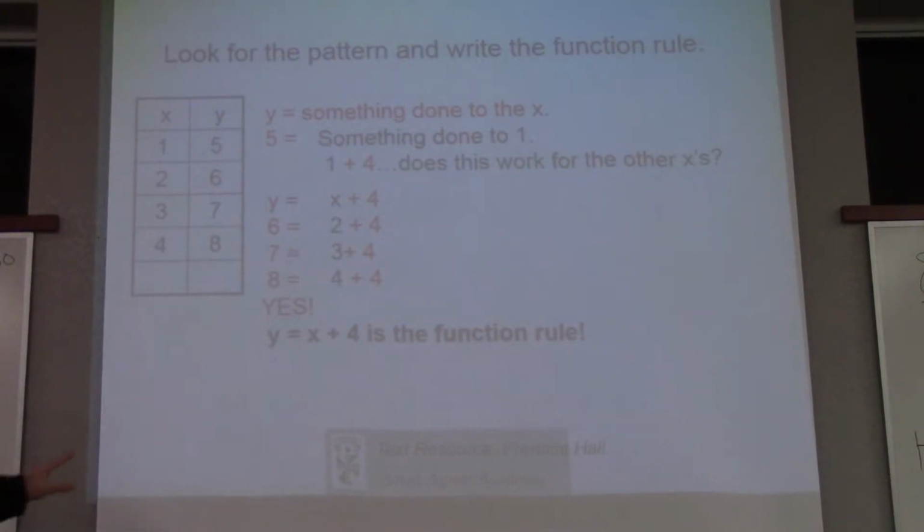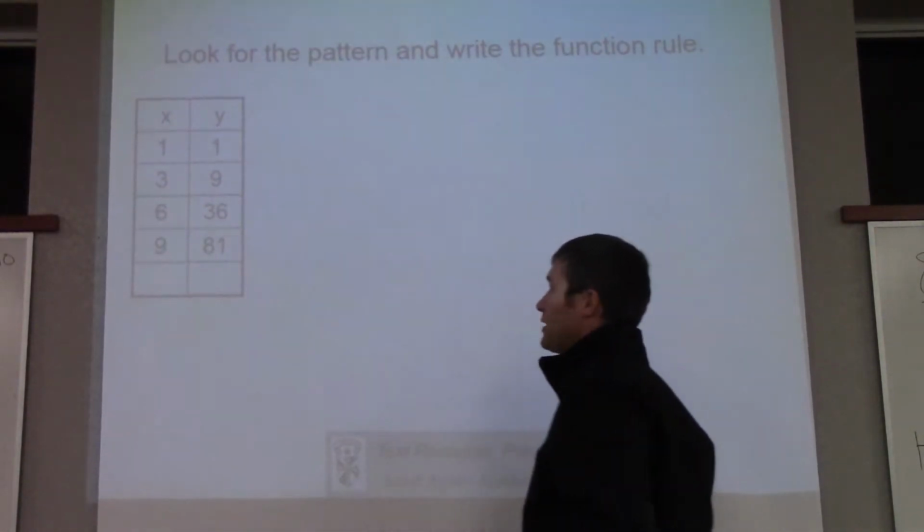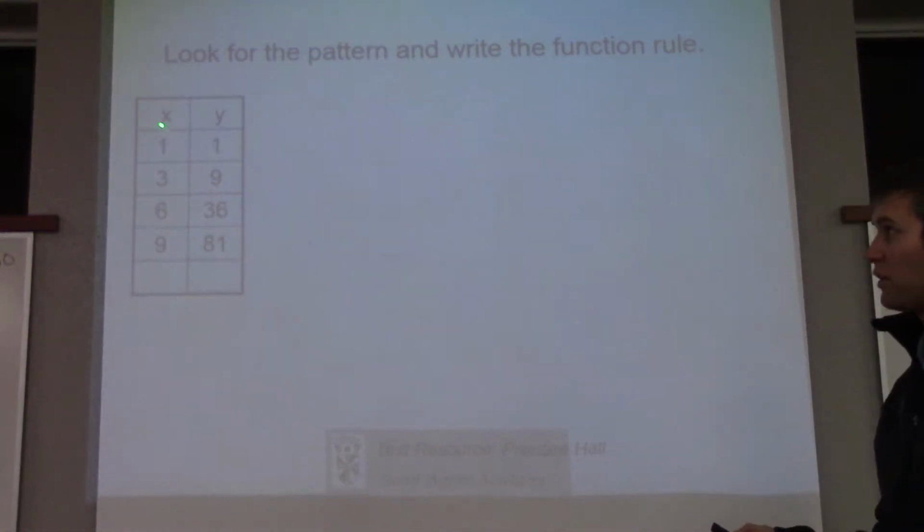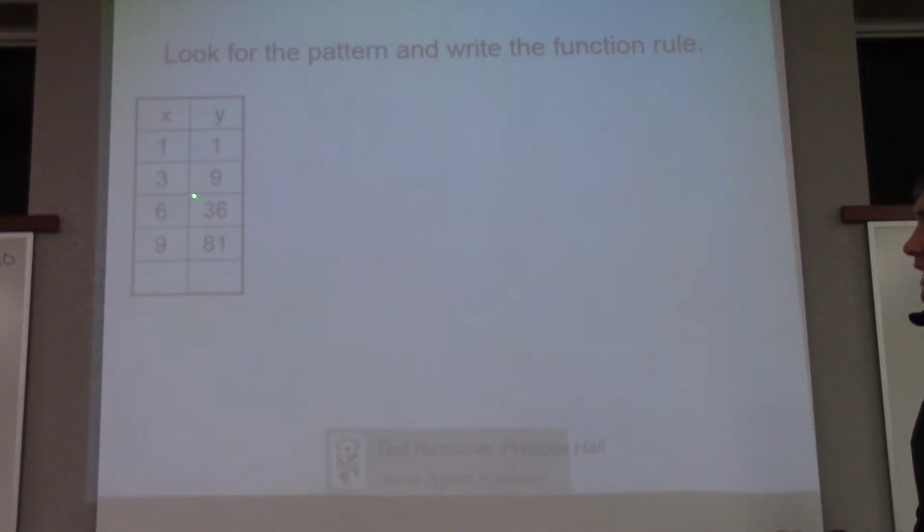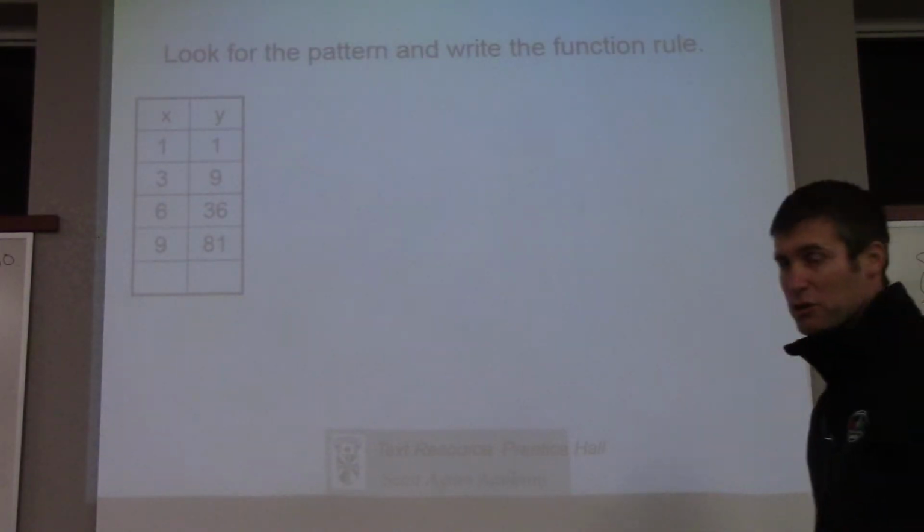This is what I want, an equal sign. You come to this one. How do I go from 1 to 3, 3 to 9, 6 to 36, 9 to 81? Well, could I add 0? 1 plus 0 is 1. That works. Is 3 plus 0 9? No. So now you look at multiplication. Is there a way I can multiply?